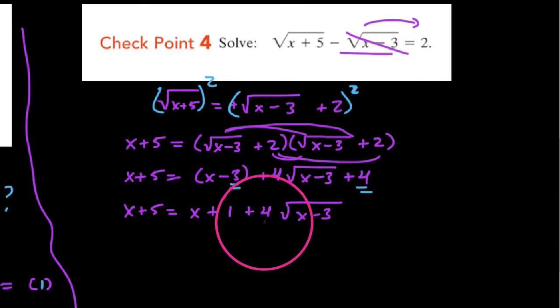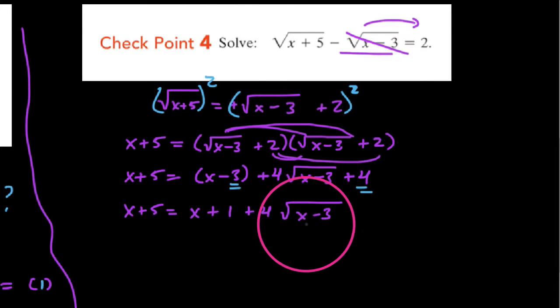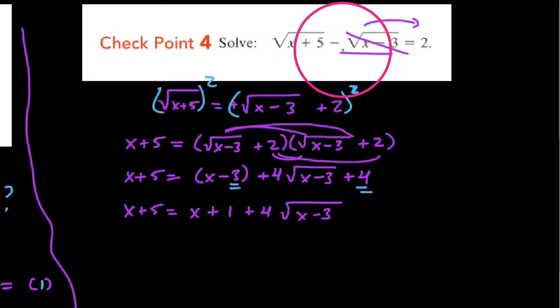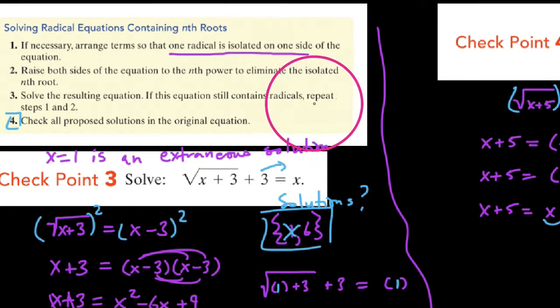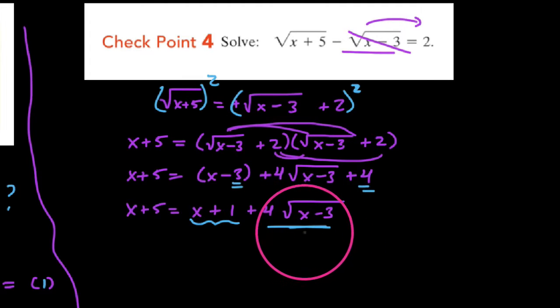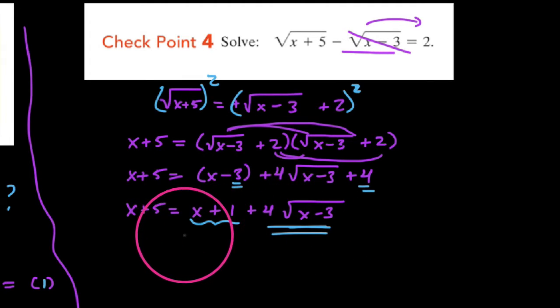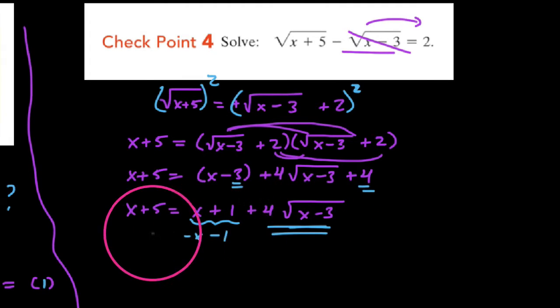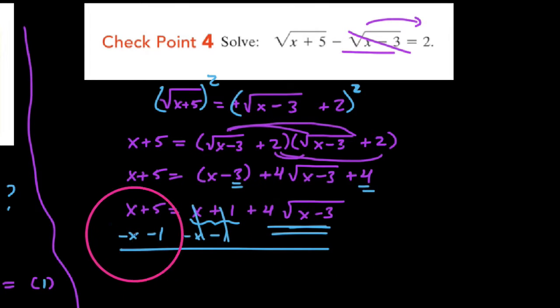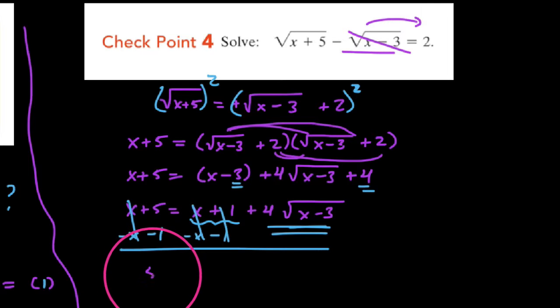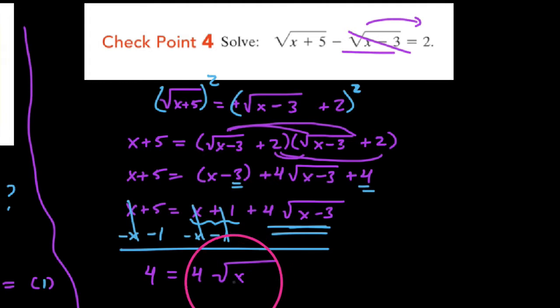So what makes this a little bit different is this time I notice that I still have a radical, but notice that you only have 1. In the beginning we had 2. Now I only have 1. So our method here is this: solve the resulting equation, but if it still contains radicals, repeat steps 1 and 2, which step 1 says we're going to get this radical term by itself. So this means that I'm going to subtract x and I'm going to subtract 1 from both sides, minus x minus 1. It actually turns out kind of nicely here because I notice that my x's cancel on the left. I'm left with just a positive 4. And we get 4 equals 4 times the square root of x minus 3.